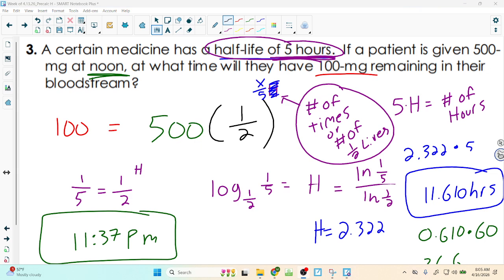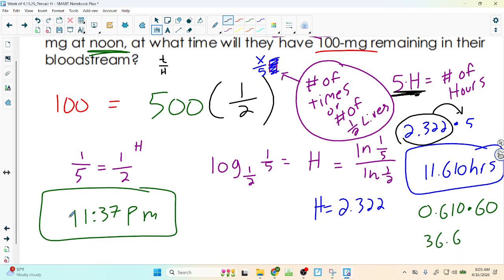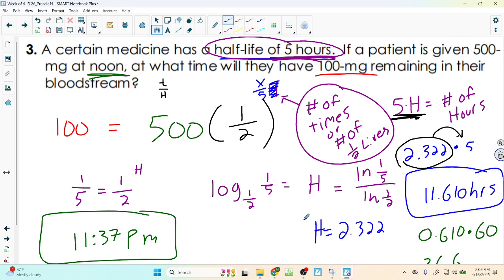Okay, so again, what we're trying to do is the formula for half-life, I think, was the time over the half-life. I kind of took that out of the equation and I basically just multiplied the half-life times 5. So it took 2.32 cycles, and each cycle was 5 hours. So that's why it took this many hours. Then I wanted to figure out when we would be okay. We would be okay at 11:36.6, but we're going to basically say 11:37. We're going to go up so that we don't get toxicity or whatever from this medicine.